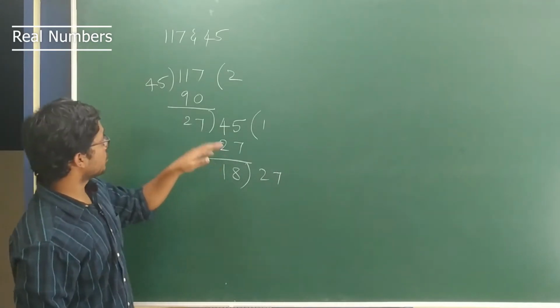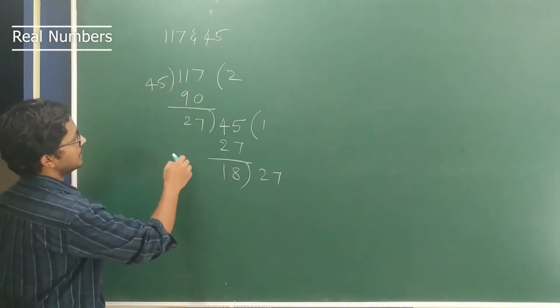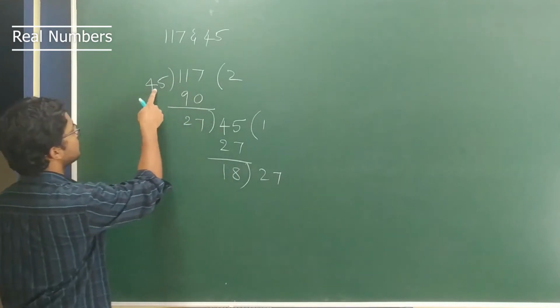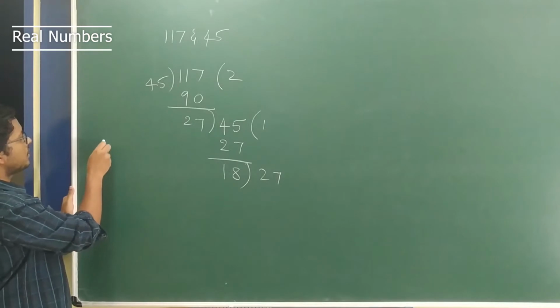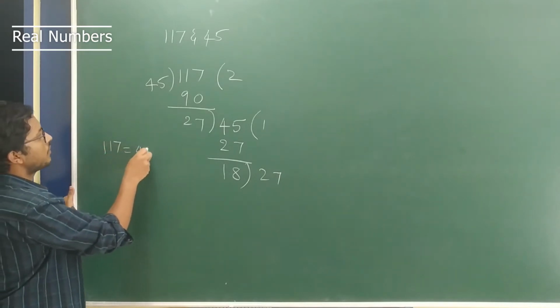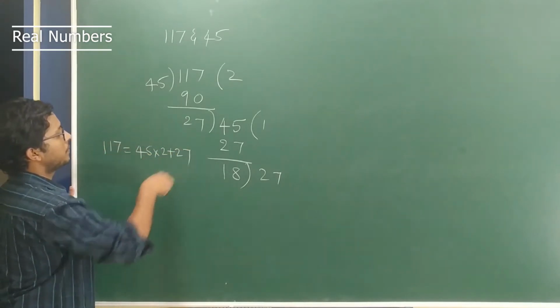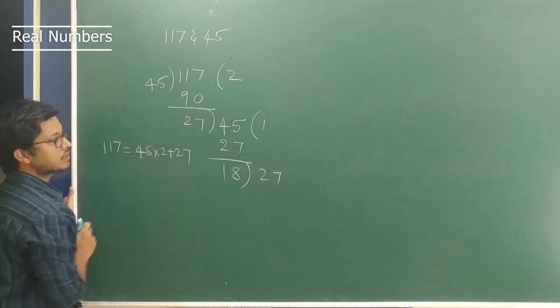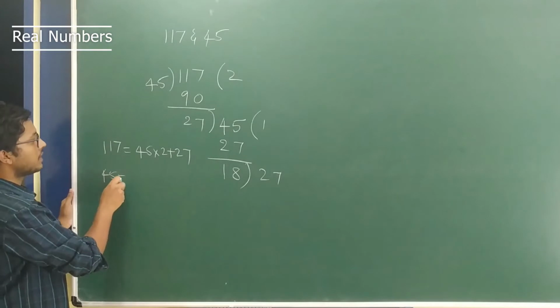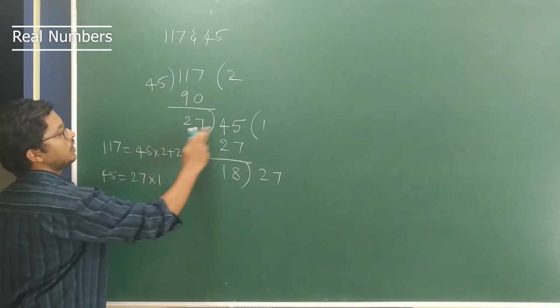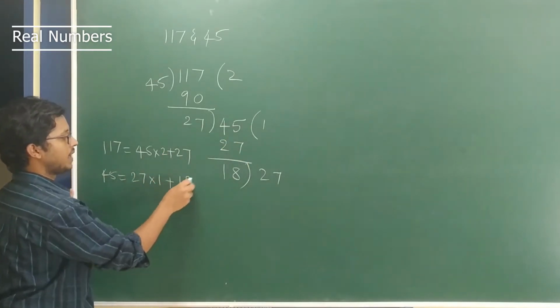In the exam, what are you supposed to write? You are supposed to write each and every step. For example, first we expressed 117 in terms of 45, so I'll write it here. 117 in terms of 45, you wrote as 117 is equal to 45 into 2 plus 27. Then you expressed 45 in terms of 27 as 45 is equal to 27 into 1 plus 18.